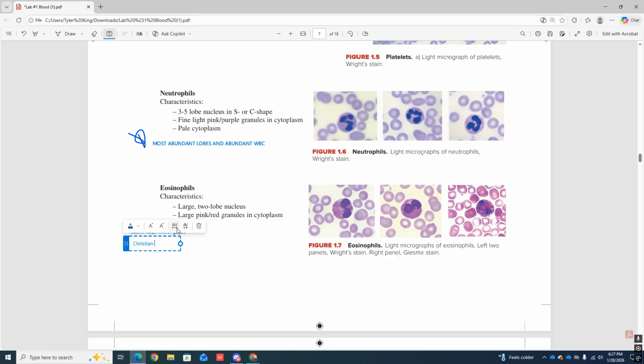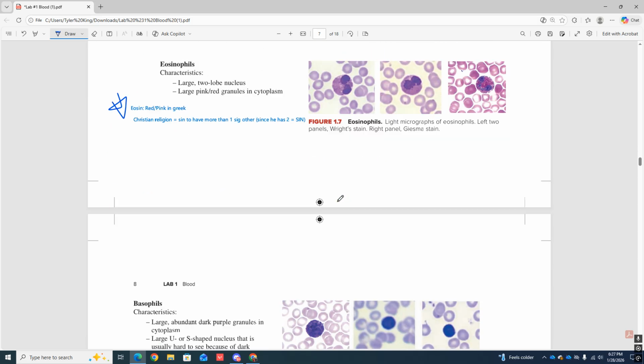So remember, in the Christian religion it's a sin to have more than one significant other. Since he has two, it is a sin because of that. Hence why it's called an eosinophil, all right? If you want a little easier way to memorize this and what you're looking at, okay? Little tips and tricks right there for this guy.